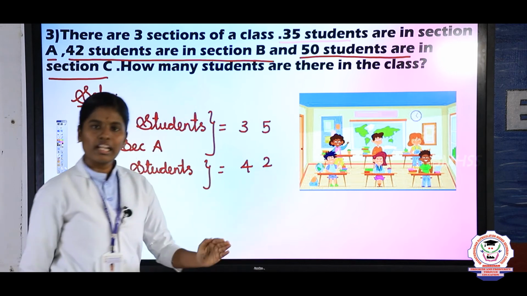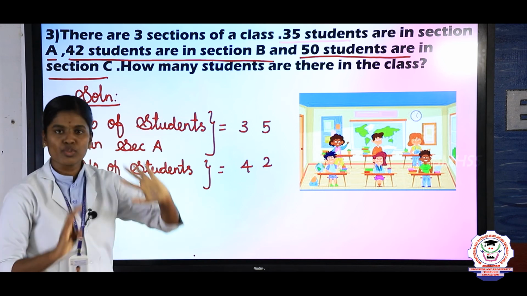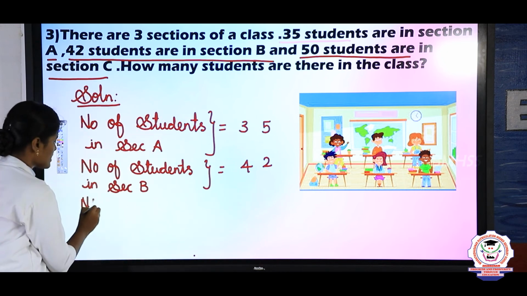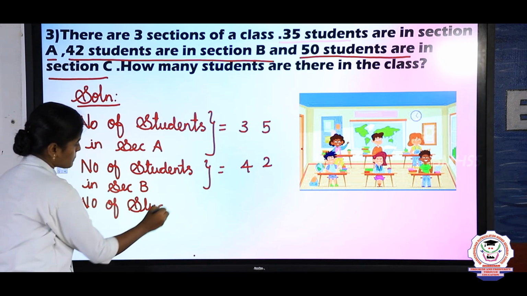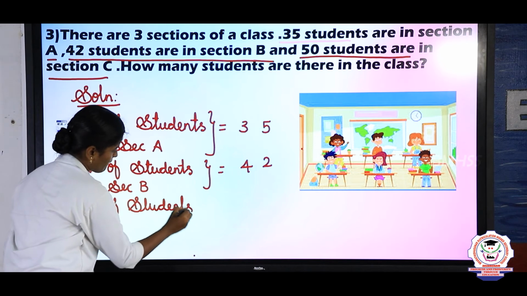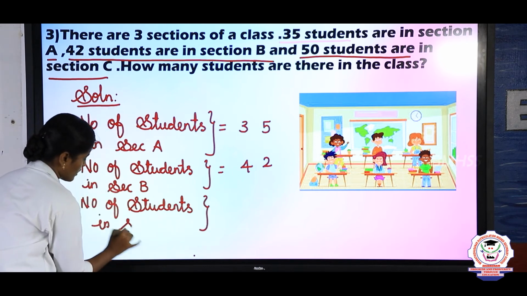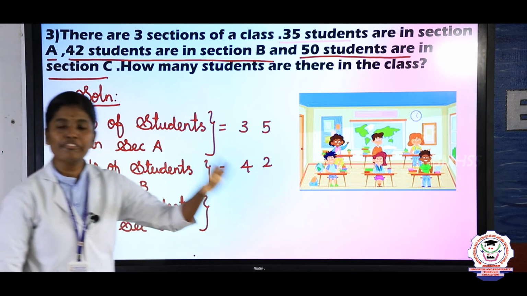And next one, number of students in section C. In section C we have 50 students. So write 50. Number of students in section C. Okay, so section C we have 50 students.